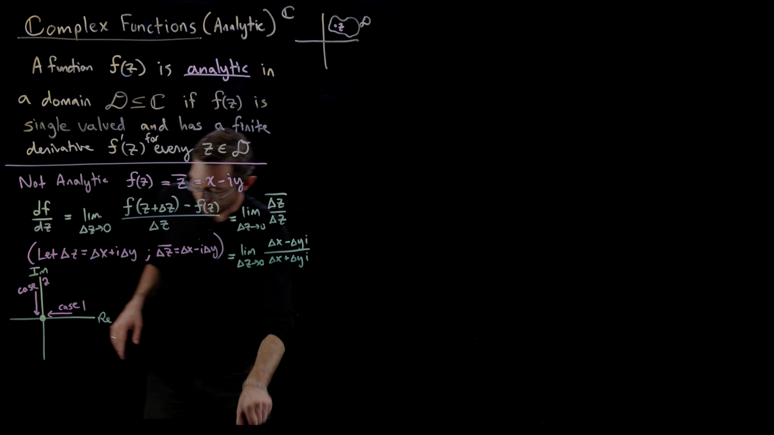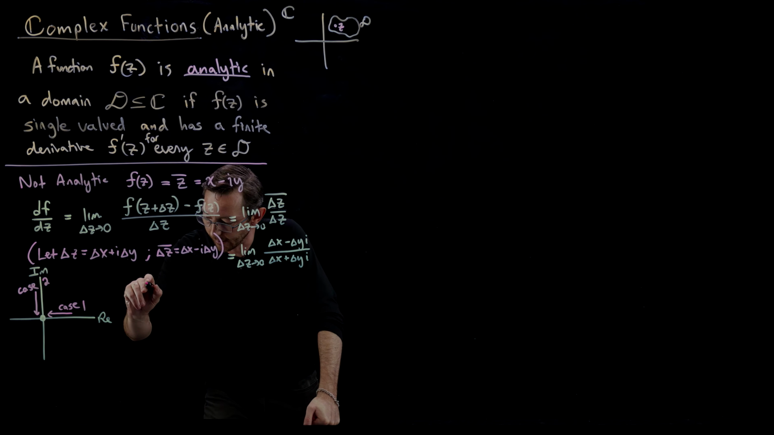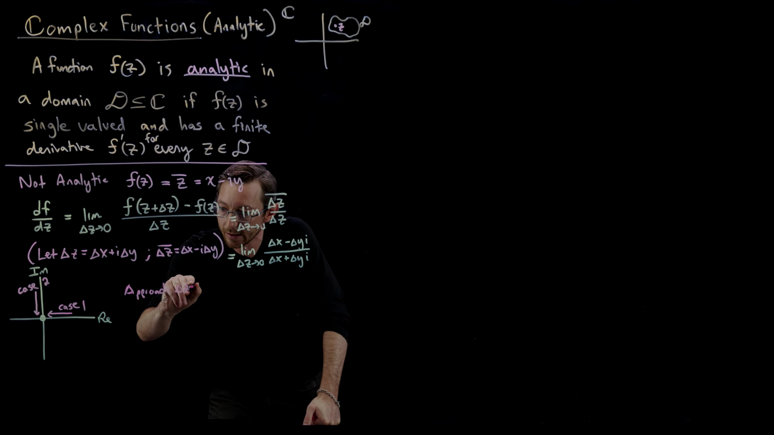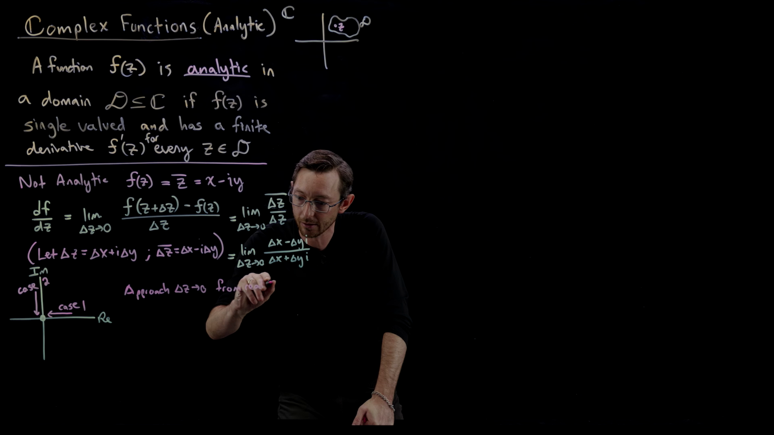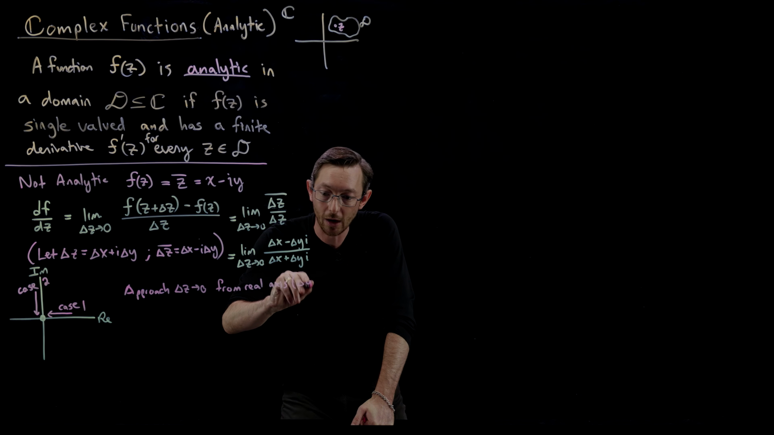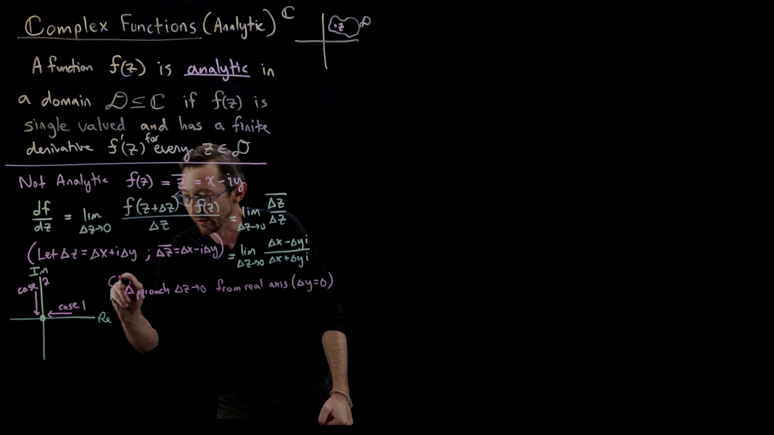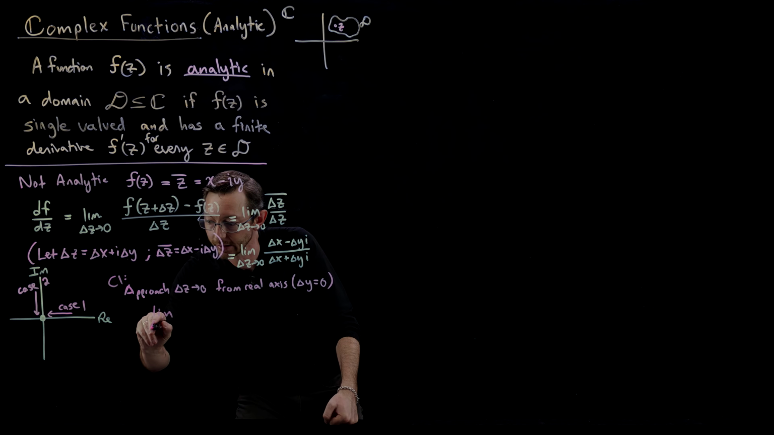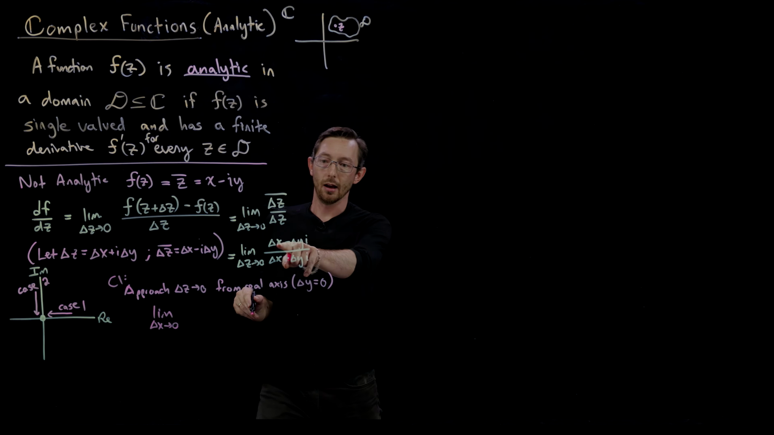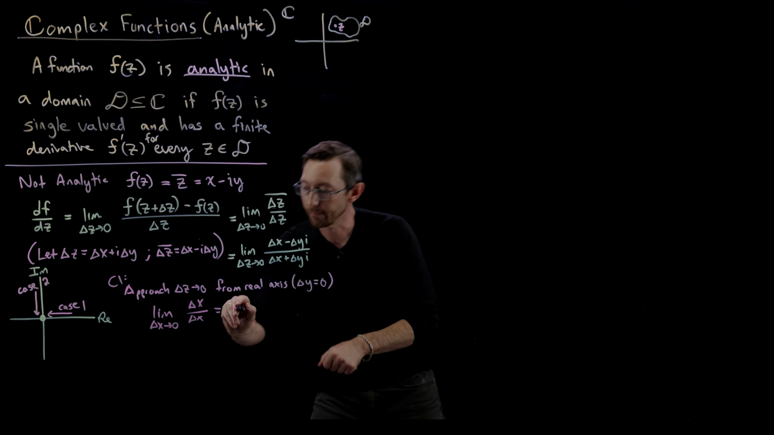Okay, and so if we write this out, let's say we approach delta z goes to 0 from the real axis, which means delta y starts out being 0, and then I take the limit as delta x goes to 0. This is case 1. Then this expression becomes the limit as delta x goes to 0 of delta x over delta x. That equals plus 1.